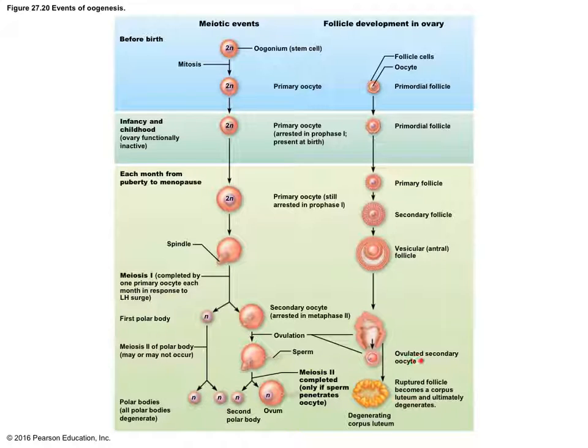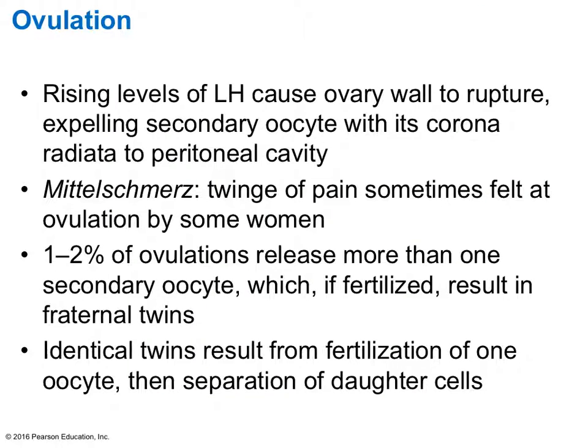So this ovulated or ejected secondary oocyte is going to remain arrested in metaphase 2 until it gets penetrated by, when and if, it gets penetrated by a sperm. At which point it would continue through the rest of meiosis 2. And then at that point it could be rightfully called an ovum. Ovulation, when the vesicular follicle reaches the surface of the ovary and injects the oocyte into the peritoneal cavity, results from rising levels of luteinizing hormone.